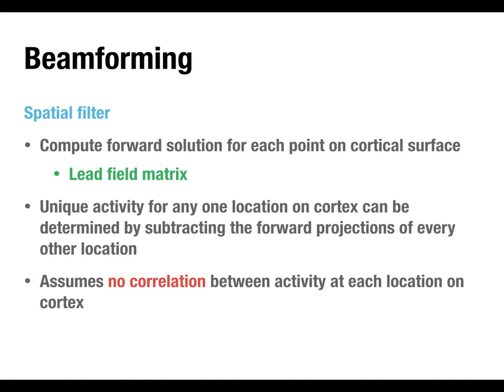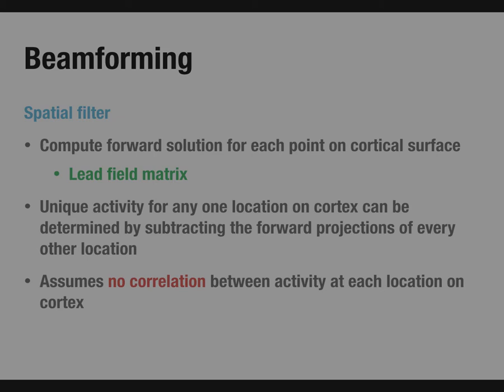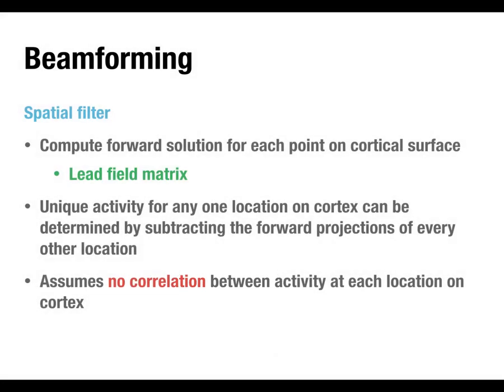One of its biggest limitations, such as it is, because it turns out not to be as big a limitation as originally thought, is that this assumes no correlation between activity at each location in the cortex. Right. So you can imagine two parts of the cortex that are fairly close together, part of the same active brain area, obviously they're going to have highly correlated signals.